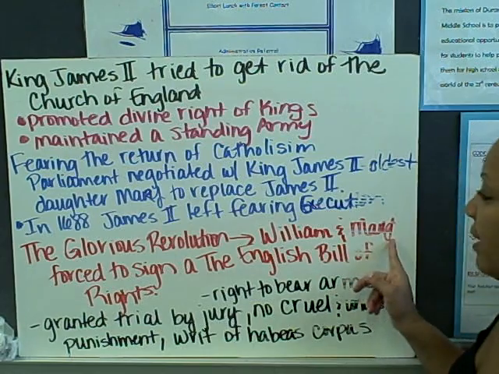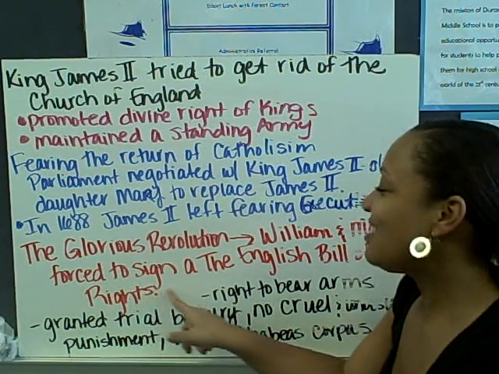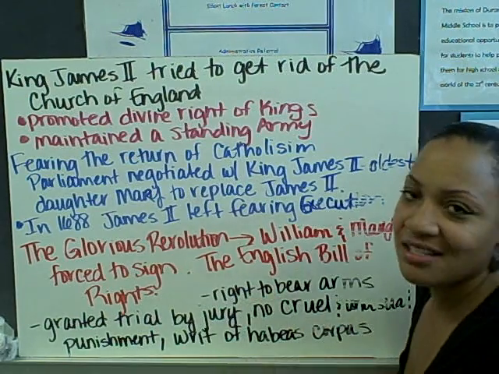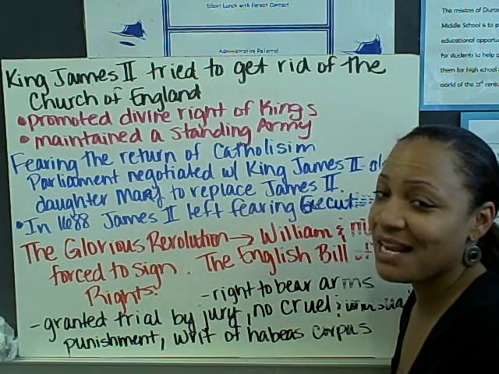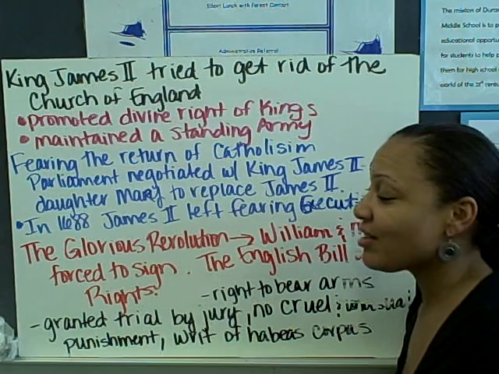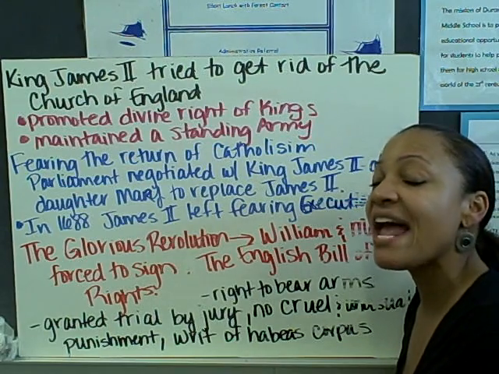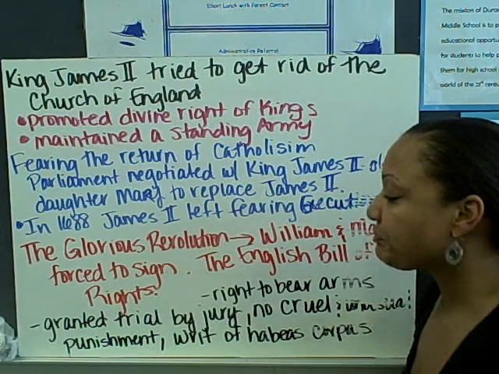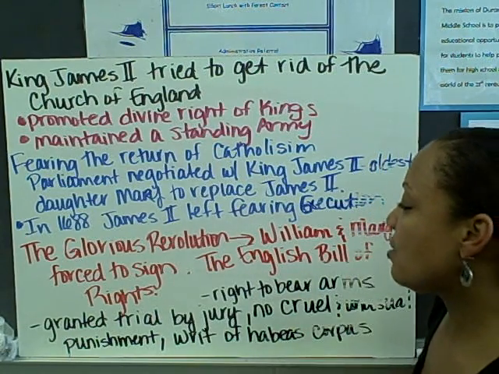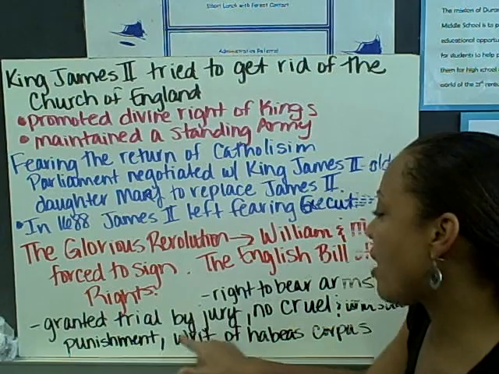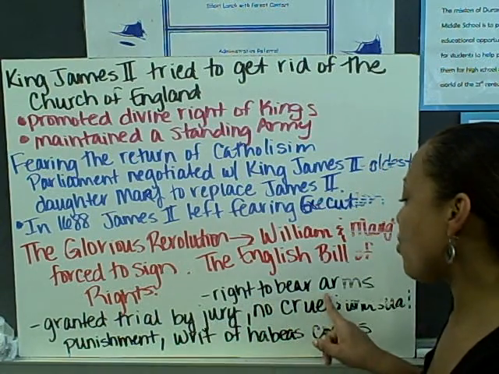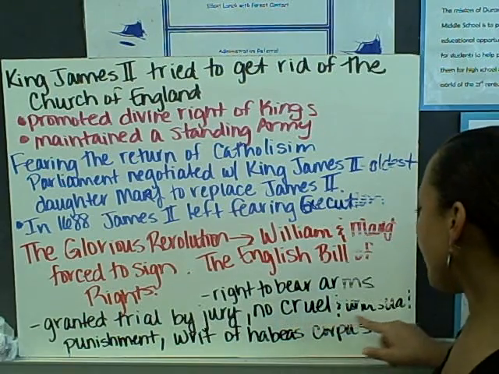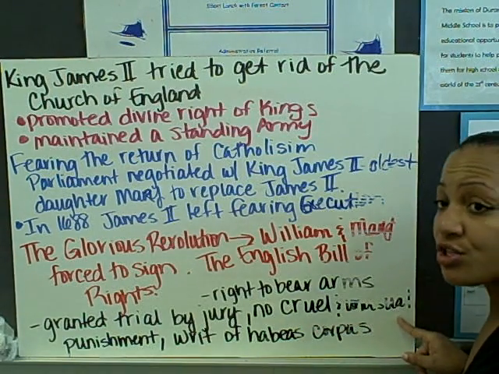So William and Mary are forced to sign the English Bill of Rights. So Parliament did make them sign something, and it's called the English Bill of Rights. And this is going to forever cause England to be a constitutional monarchy. The English Bill of Rights granted trial by jury, right to bear arms, that means right to own a gun, no cruel and unusual punishment, so no torture.